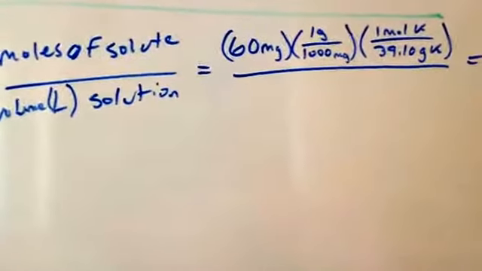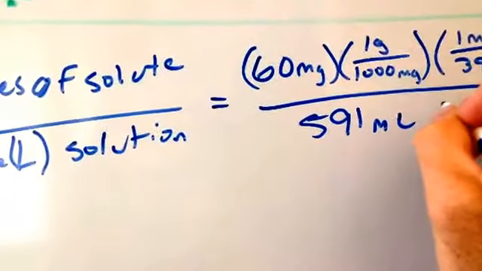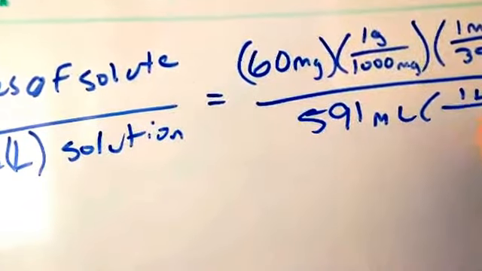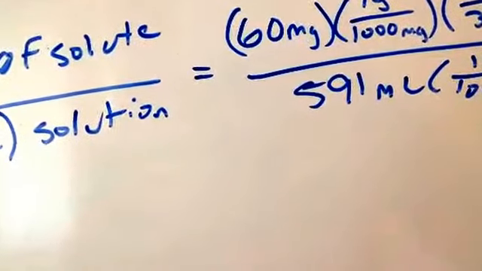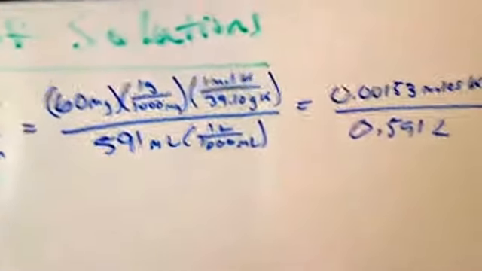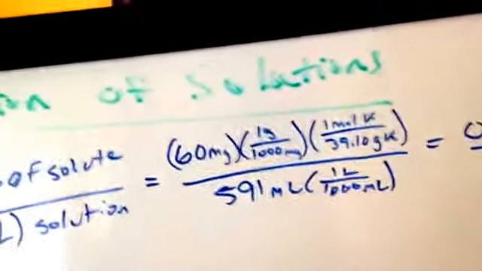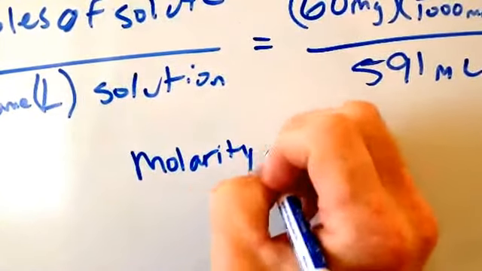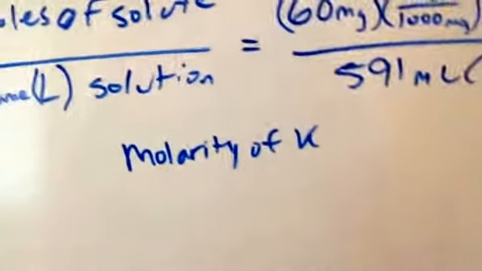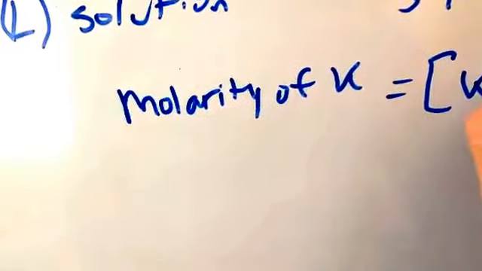If we take our volume of 591 milliliters, remember, we want this in liters, so 1 liter is 1,000 milliliters. So we get 0.591 liters. Now if we do this mathematical calculation, we find that the molarity of potassium in our Powerade is, and we'll write this as potassium ion, not a metal.